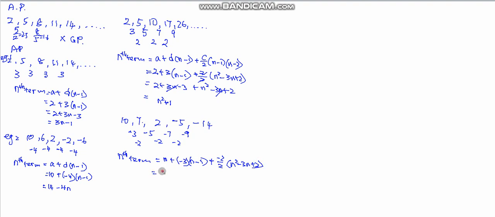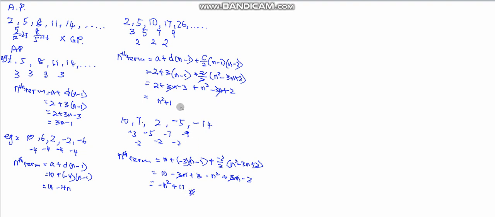Okay, let's simplify the whole thing. 10 minus 3n plus 3 minus n squared plus 3n minus 2. Now, let's put the n squared in front, minus n squared. This is plus 3n, minus 3n plus 3n cancel off. 10 plus 3 is 13. 13 minus 2 becomes 11, so it's plus 11. That's it.